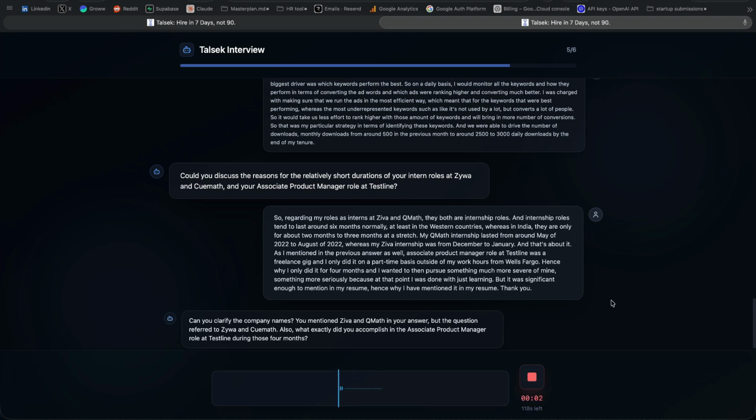All right. The company names are the same. It's just a clarification or a confusion on the names, but what you mentioned is correct. And yeah, in my APM role at Testline, I was able to accomplish quite a few things. I was able to drive some company growth numbers, and I was also handling growth initiatives at Testline in those 4 months.